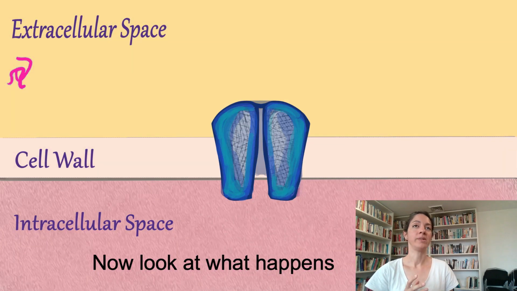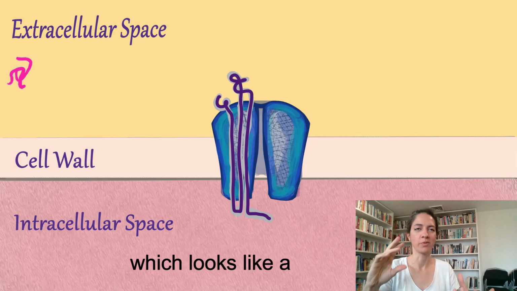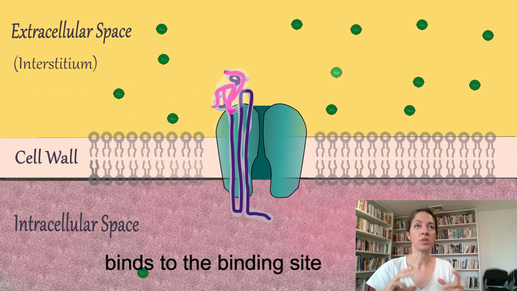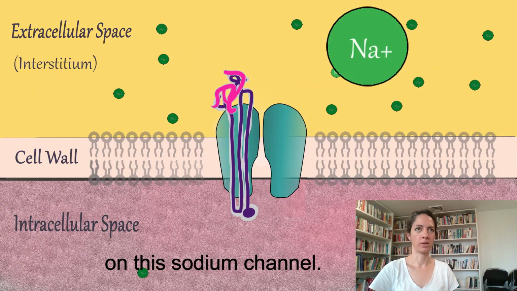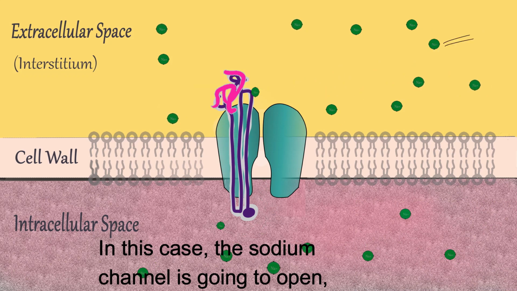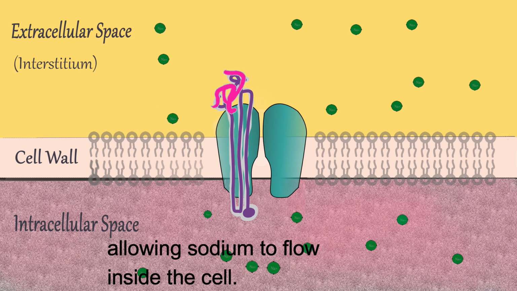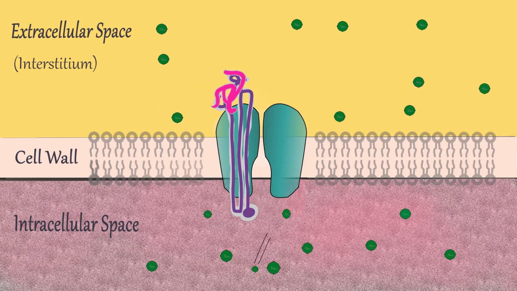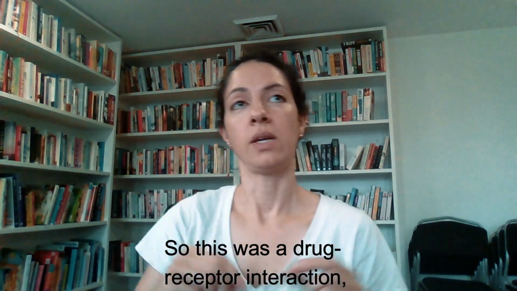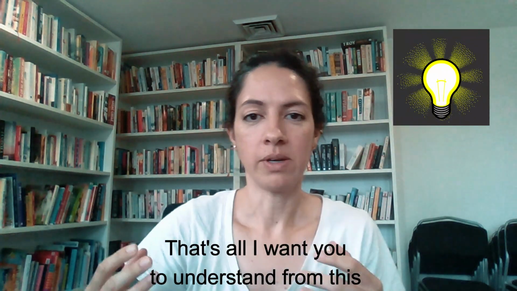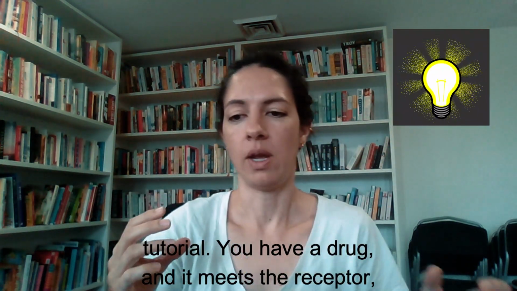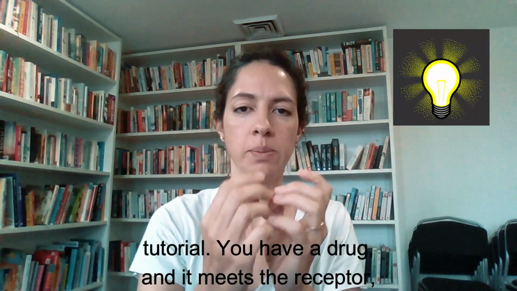Now look at what happens when this molecule, this kind of hot pink blob, binds to the binding site on this sodium channel. And in this case, the sodium channel is going to open, allowing sodium to flow inside the cell. So this was a drug-receptor interaction with an outcome. That's the concept. That's all I want you to understand from this tutorial. You have a drug and it meets the receptor. Happy days.